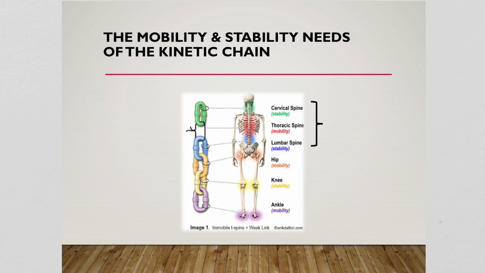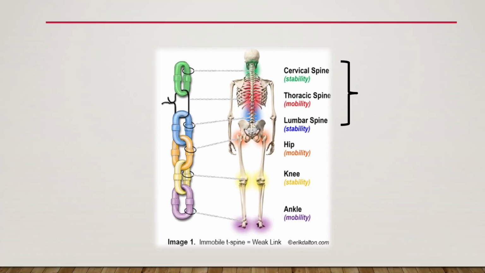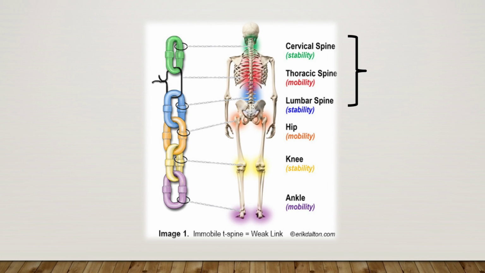Now, let's take a stop here at the kinetic chain, and let's blow this up just a little bit. We talked a little bit about this in the lumbar spine, in that each joint is either very stable or very mobile.